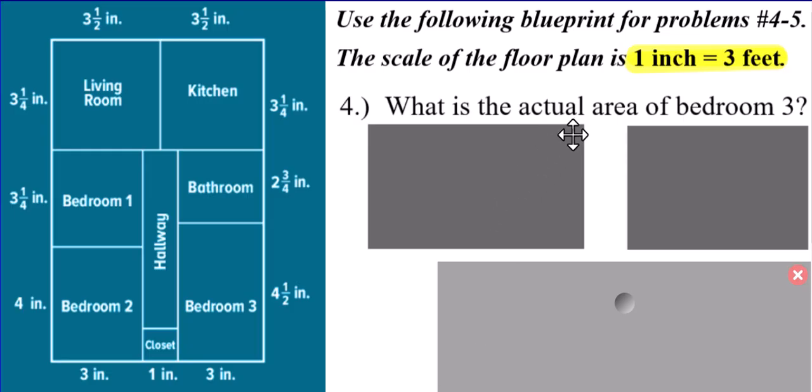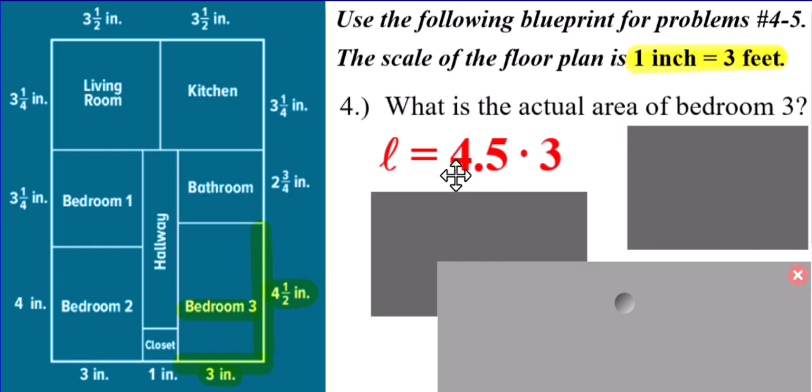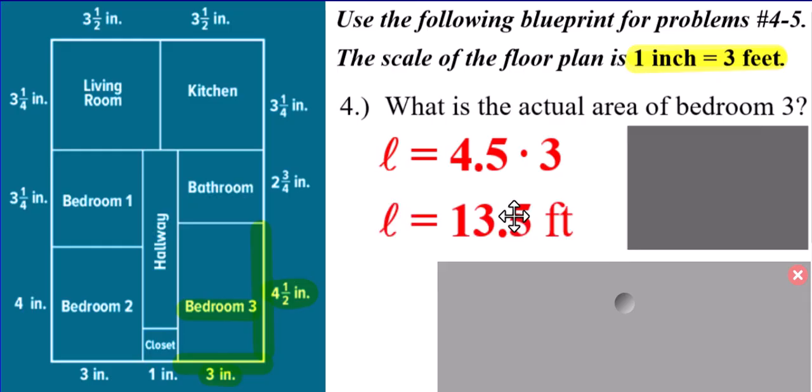We want to find the actual area of bedroom 3. Bedroom 3 is down here. We can see it's 4.5 inches long and it's 3 inches wide on the drawing. We need to multiply those numbers times 3 because 1 inch equals 3 feet. So 4.5 times 3, I would do 4.5 as a decimal. It's quicker to punch into your calculator that way. And that's going to give you 13.5 feet. You can keep it as a mixed number if you want. That's fine. 13.5, 13 and a half, same thing.